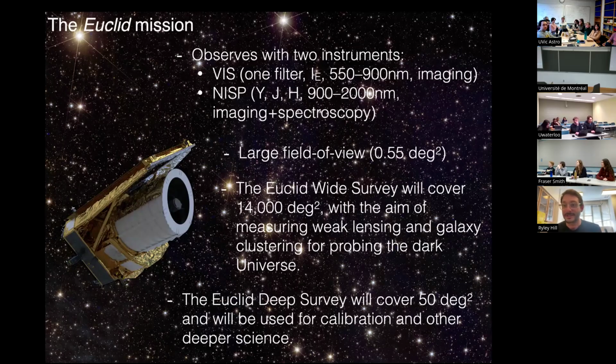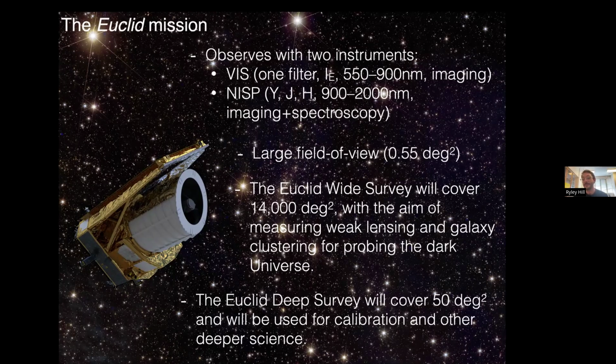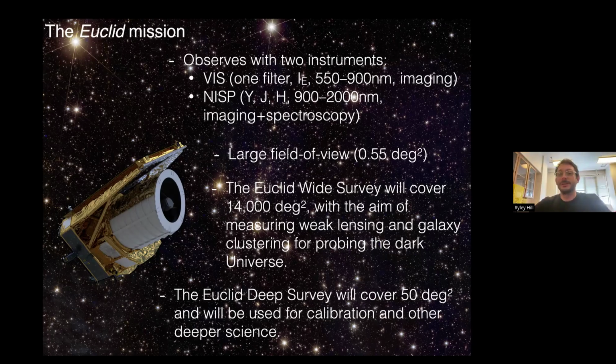So here's Euclid. This is obviously an artist's impression of Euclid because Euclid is way up in space at L2 next to James Webb Space Telescope, so we can't take a real picture of it. But it's an optical and near-infrared telescope, so it has two cameras. One is called VIS. It operates in the visible range, the wavelength of light that you can see with your eyes. And then it has another near-infrared camera called NISP.